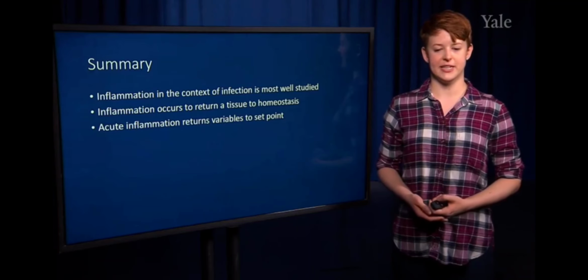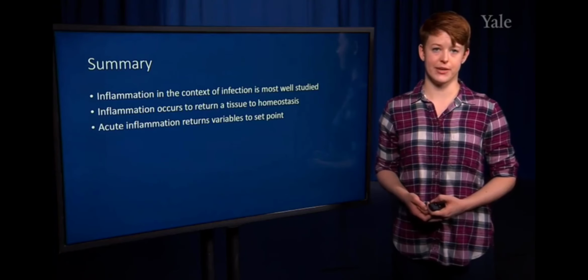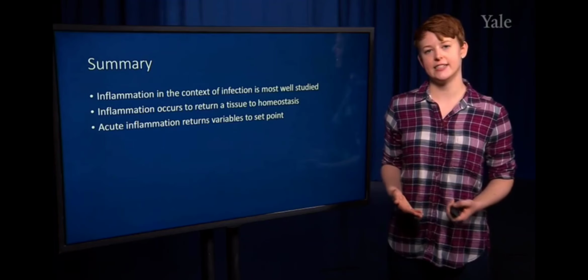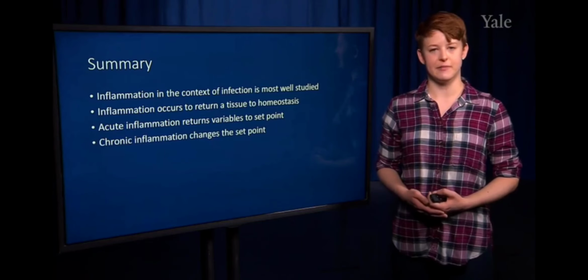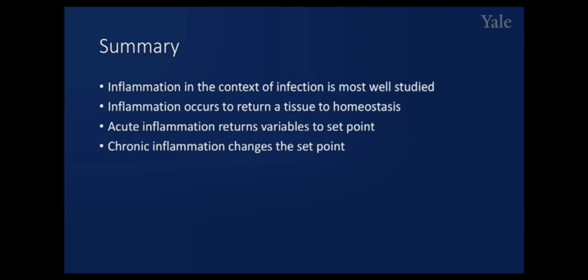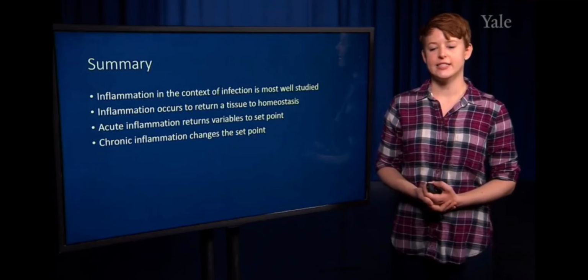Acute inflammation, which we talked about, helps return those variables to the set point. So this is our example of the thermostat inducing the heater to increase the temperature. However, chronic inflammation changes the set point. So this is when you maybe can't change the temperature, and so you must adapt to the now colder temperature in the room, and do this by putting on a coat.